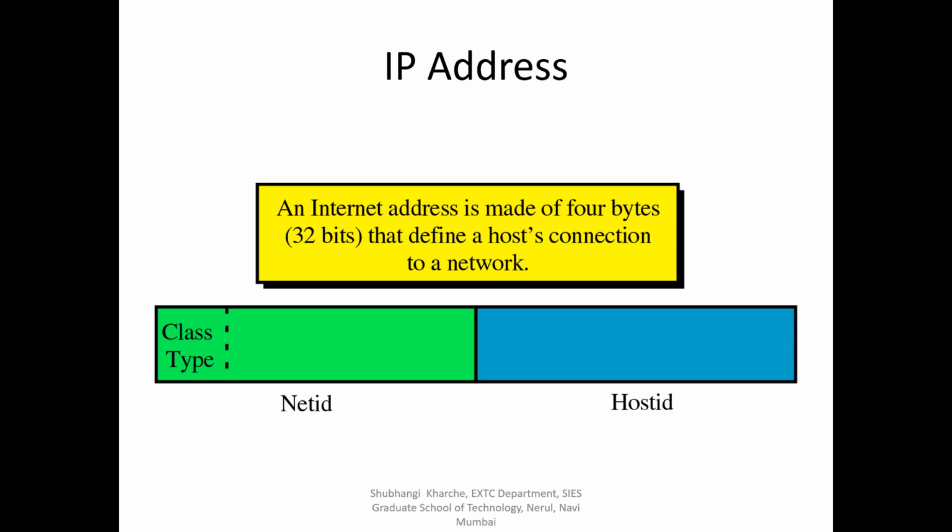Now, just to recall, an internet address is made of 4 bytes, which is 32 bits, that define a host connection to the internet. In other words, it uniquely identifies a machine connected in the internet. Every machine which seeks internet communication has to have an IP address. Now, an IP address has a two-level hierarchy. The first level has the network part and the second level has the host part. So the network is identified by a network ID and the host is identified by a host ID. The first few prefix bits in the network ID part are reserved for identifying the particular class of IP address.